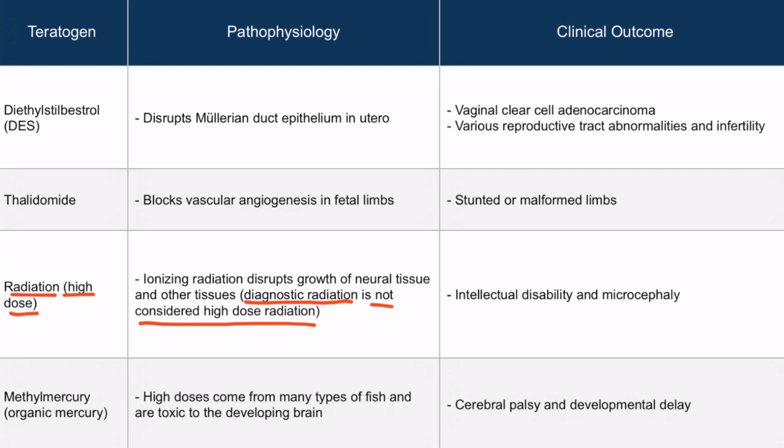Interestingly, we learn most of this information through studies done on Japanese people exposed to atomic radiation from World War II. In any case, what happens is ionizing radiation will disrupt the growth of neural tissue, as well as other tissues. While many things can happen as a result, the most common outcomes are intellectual disability and microcephaly.